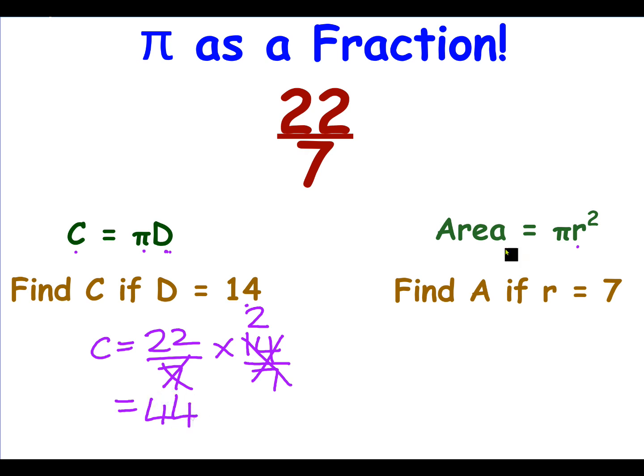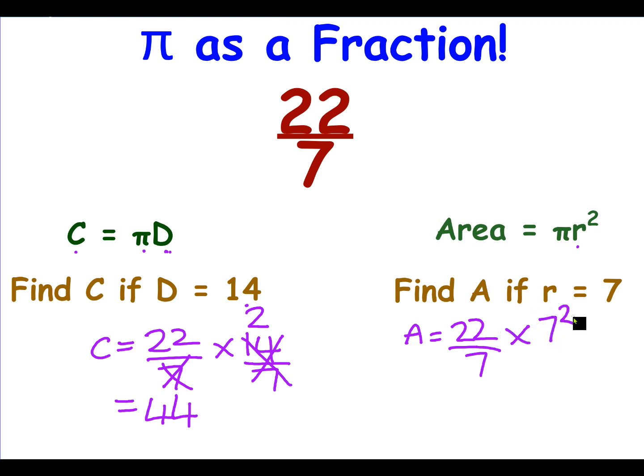Now, it's the same for the area. Sometimes they will give you a radius that is divisible by 7. So in this example, find the area if r is 7. So we know the area is equal to pi, which we're being told is 22 over 7, times 7 squared.